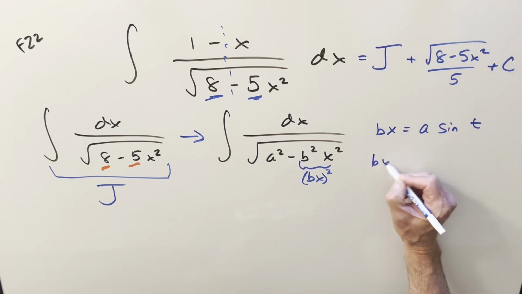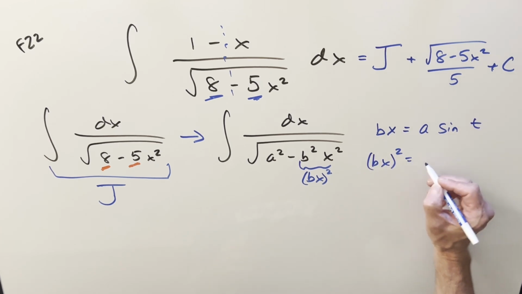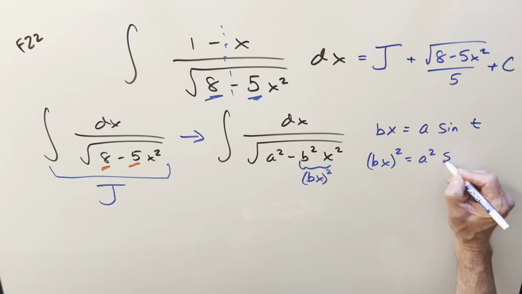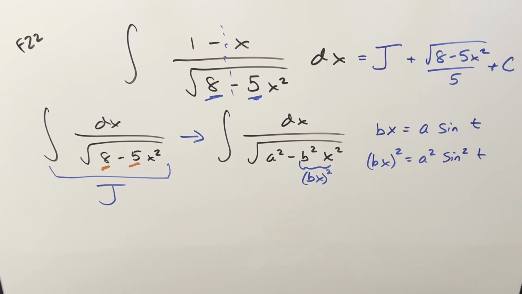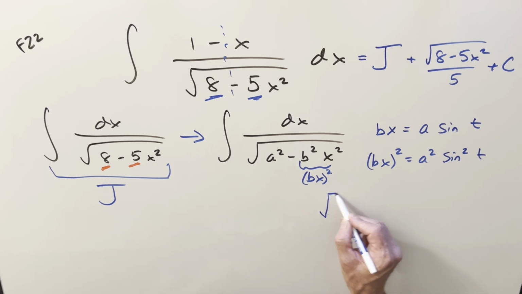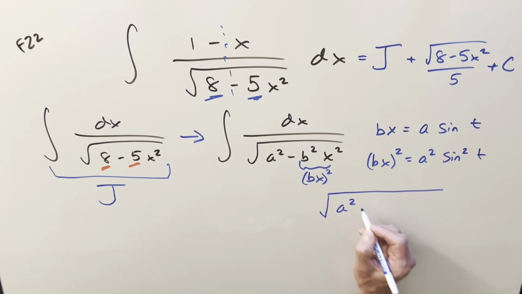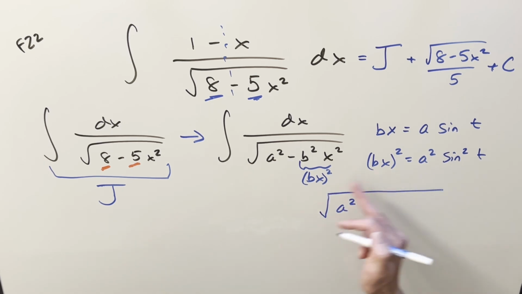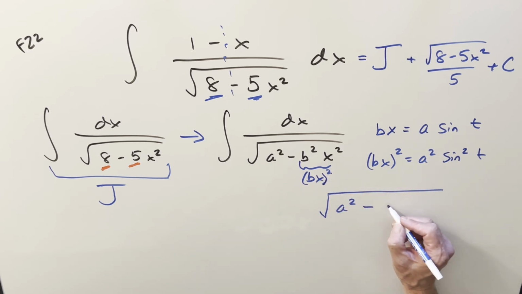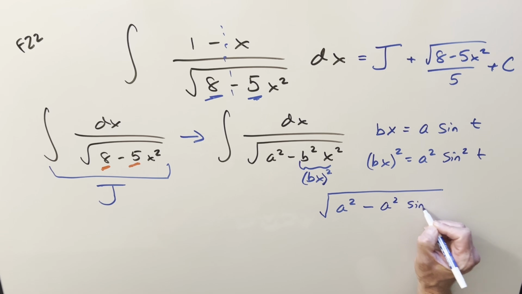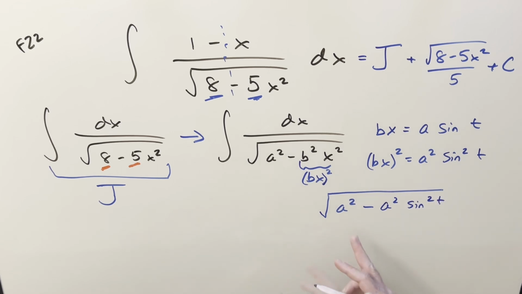Just because if you square this out and look at bx squared, this is going to be the same thing as a squared sine squared t, and that's going to work well with what we have there. Just because if you plug it back in and look at what we have, it's going to be a squared minus, after the substitution, something like that.